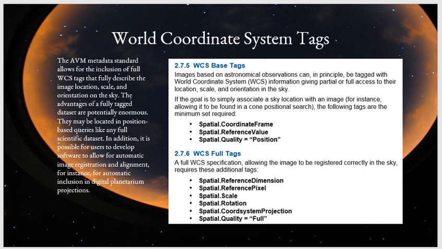The AVM metadata standard allows for the inclusion of World Coordinate System or WCS tags that fully describe the image location, scale, and orientation in the sky. The advantages of a fully tagged dataset are potentially enormous. They may be located in position-based queries like any full scientific dataset. In addition, it is possible for users to develop software to allow for automatic image registration and alignment, for instance, for automatic inclusion in digital planetarium projections. The screenshot here shows the base tags as well as the full tags for the World Coordinate System.